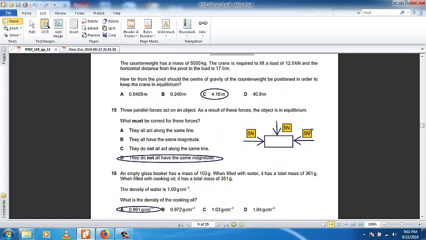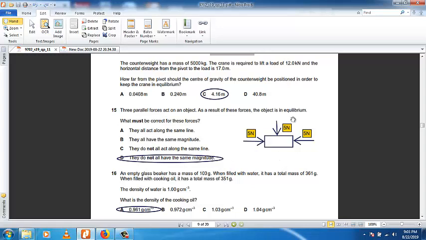Question number 15, it says that three parallel forces act on an object. As a result of these forces, the object is in equilibrium. What must be correct for these forces? They all act along the same line, they all have the same magnitude. They do not all act along the same line, they do not have the same magnitude.